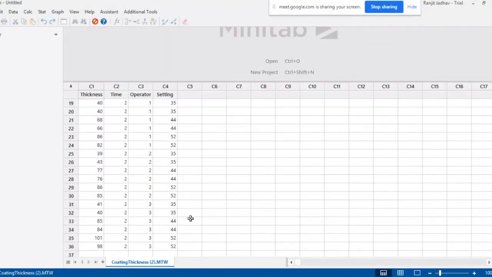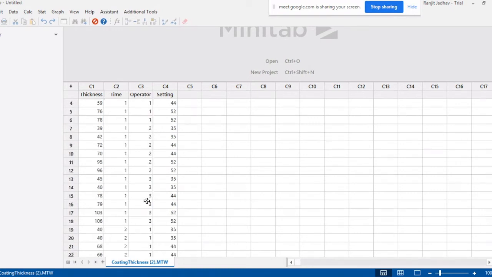So this is the balance. How many operators are there? 2 operators. They are equally distributed. For one operator, it is 18 readings, and for the second operator, it is the remaining readings. So 1 and 2, time. This is for the time, that is the day, morning shift, evening shift. Operators, we have 3.